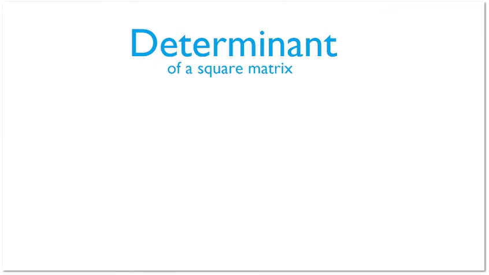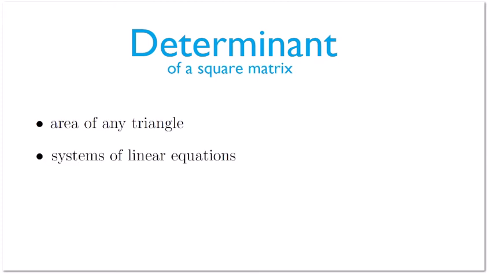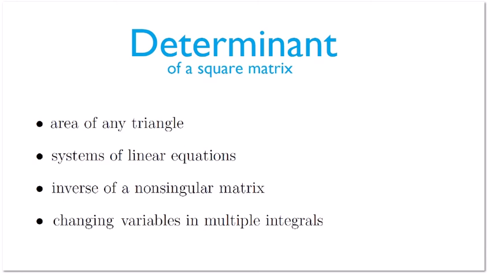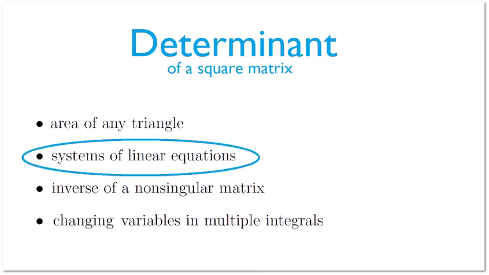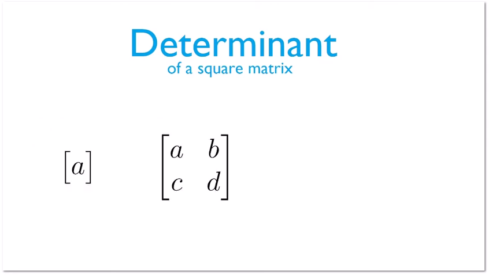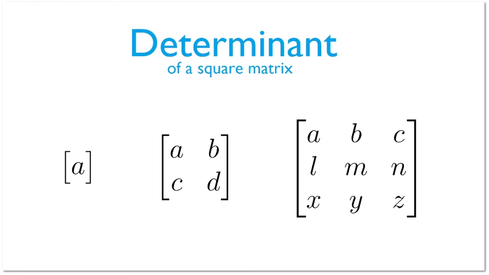For this lesson, we talk about a very important property of square matrices called the determinant. Determinants help us in solving the area of any triangle, solving systems of linear equations if it has a unique solution, finding the inverse of a non-singular matrix, and even changing the variables in multiple integrals. Later, we will see how we solve systems of linear equations using determinants. But first, let us solve the determinants of 1 by 1, 2 by 2, and 3 by 3 matrices.